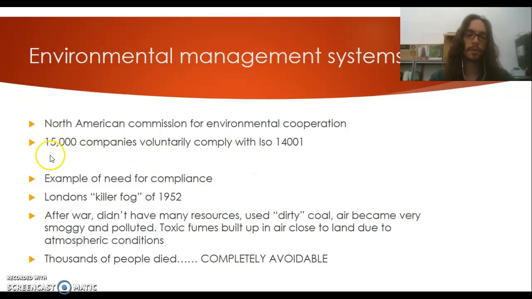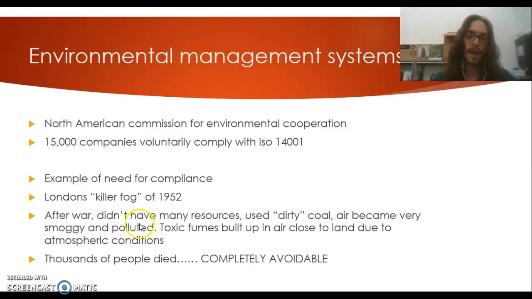So we've got an example of the need for compliance, and that's going to be London's killer fog of 1952. So after World War II, they didn't have many resources. London, pretty much all of Europe, but London specifically didn't have many resources, so they used dirty coal. This is just coal that hasn't been refined enough to produce less emissions when it's burned. So the air became very smoggy and polluted, and toxic fumes built up in the air close to the land because of certain atmospheric conditions. So there was heavy air pushing that stuff down, and it stayed right next to the land.